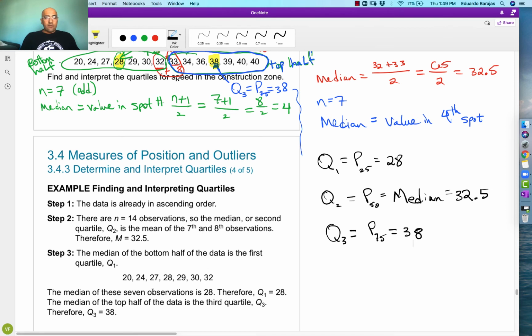Okay, so then now we have 20, 24, 26, 28, 29, 30, and 32. That's this set in green here. That takes care of these guys. And so now the median of it is the seventh observation, which is equal to 28. Good. Following this rule over here, with n equals 7. And then following the same work, we get that the third quartile is going to be equal to 38.